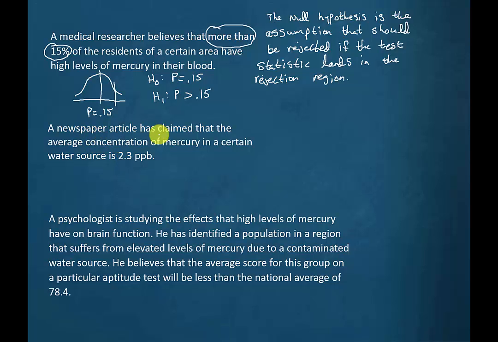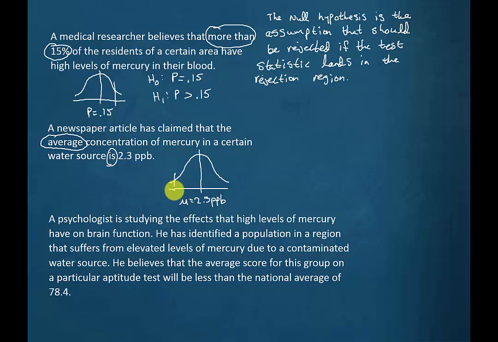Let's look at the next one. It says a newspaper article has claimed that the average concentration of mercury in a certain water source is 2.3 parts per billion. This time we're talking about an average, a mean. So we're hypothesizing about a mean of 2.3 parts per billion. Note that this article has claimed that the average concentration is 2.3 parts per billion. It doesn't say greater than or less than.